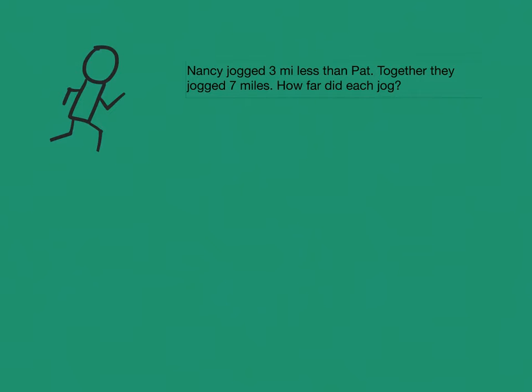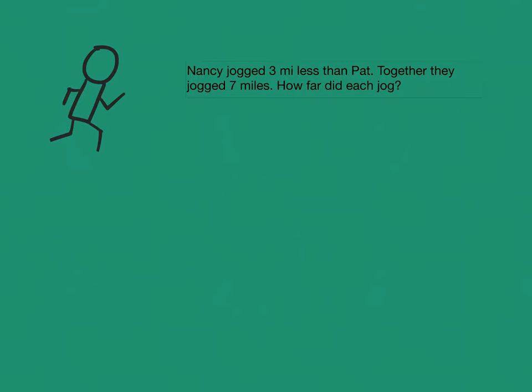Okay, here's our first example of writing equations and solving equations. So I found a little clip art runner that I like. It's pretty cool. Right there. And then here's the problem. It says Nancy jogged 3 miles less than Pat. Together, they jogged 7 miles. How far did each jog?